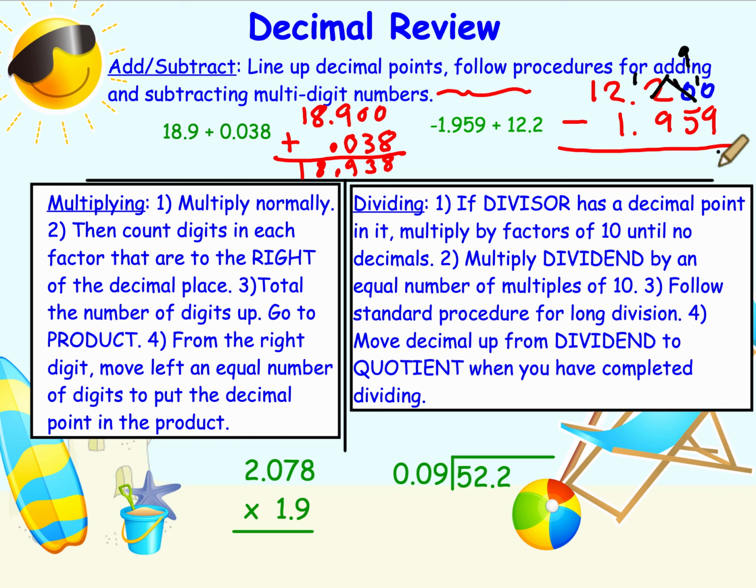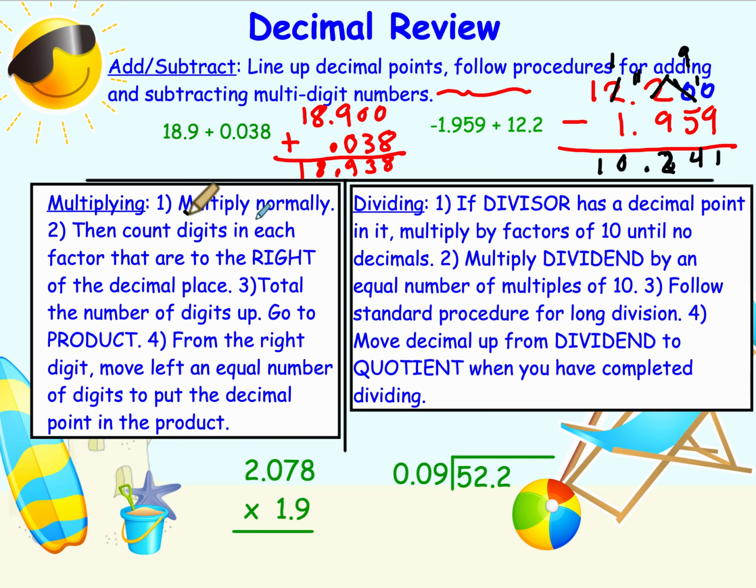So 10 minus 9 is 1, 9 minus 5 is 4. Can't do 1 minus 9, so I go over here, I borrow 1, making this an 11. 11 minus 9 is 2. I bring down my decimal point. 1 minus 1 is 0. 1 minus nothing is 1. And then my answer is 10 and 241 thousandths.